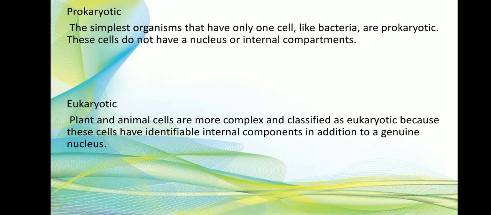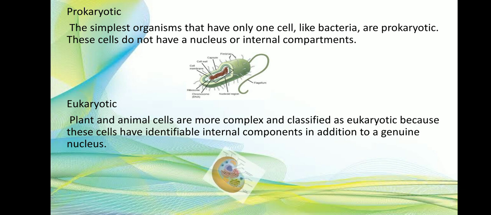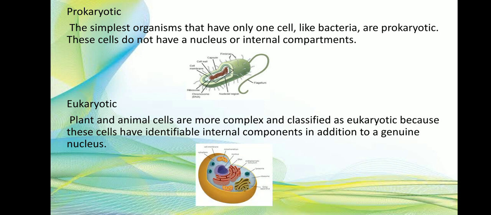Plant and animal cells are more complex and classified as eukaryotic because these cells have identifiable internal components in addition to a genuine nucleus. The unique feature of the eukaryotic cell is that it has a nucleus enveloped by a membrane. It is different from prokaryotes, which do not have a membrane border.